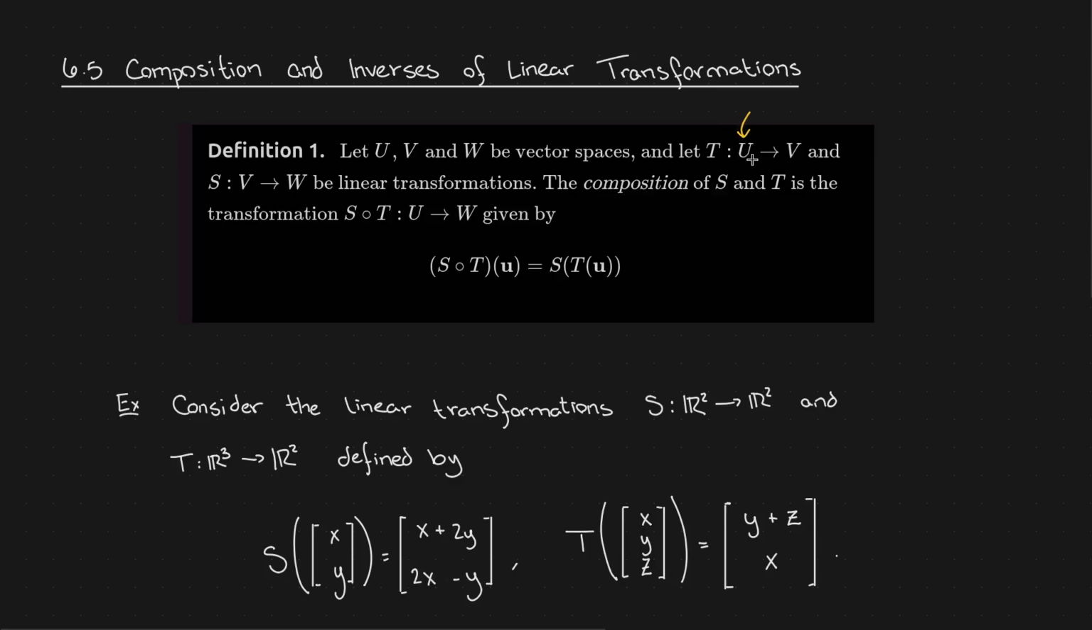So what we're doing here is plugging u into T. T maps that vector into V. And then once we have a vector in V, we plug that into the domain for S. And then that maps it into W. So we're just applying two functions, one right after the other. First, we apply T, and then we take our output there and plug it into S.